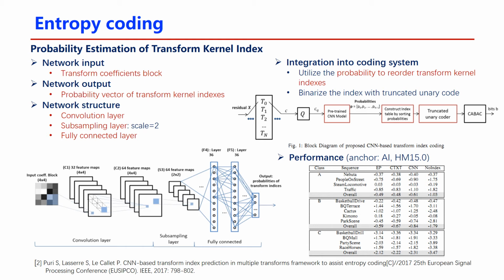A convolutional neural network together with a sampling and fully connected layers are proposed. Then the estimated probability is used to reorder the transform kernel indexes. Some coding gains are shown even with such an index.